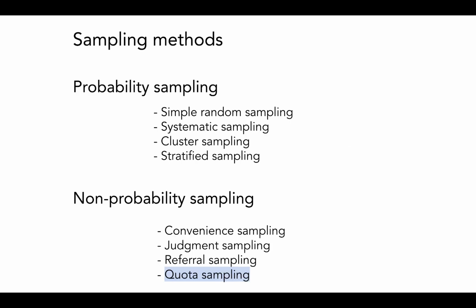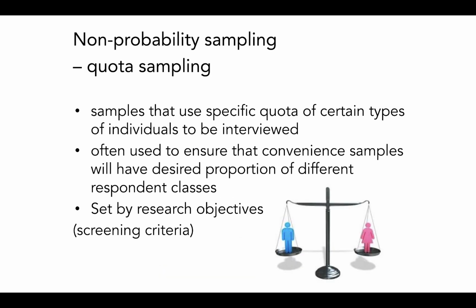And then lastly, quota sampling. With quota sampling, again, it's kind of like a way to patch up other sampling methods, if you will, based on certain quotas. So let's say you do convenience sampling, but you want to set specific quotas or specific rules in terms of specific characteristics that need to be represented in your sample.